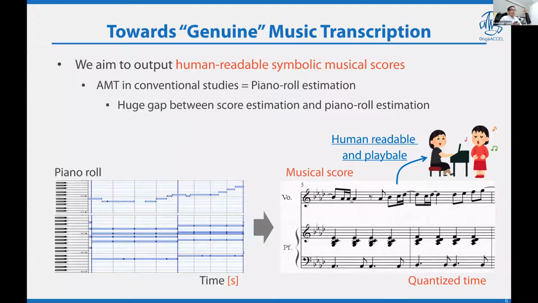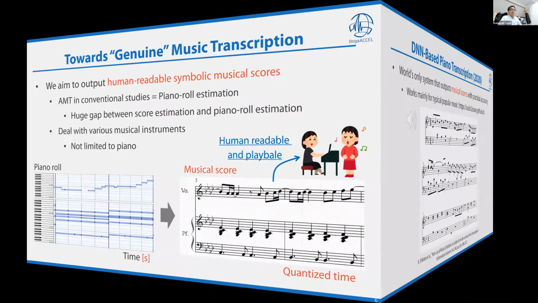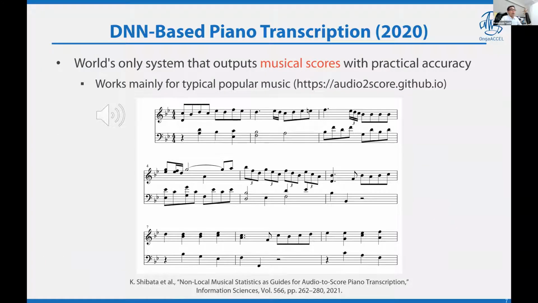However, there is a very huge gap between score estimation and piano roll estimation. And also, we want to deal with various musical instruments, not limited to piano. This is another challenge. This is the state of the technique developed in our project. I think this is the world's only system that can output musical scores with practical accuracy. It works mainly for typical popular music with a 4-4 time signature. You can see a lot of demos in this webpage. So enjoy this webpage later.